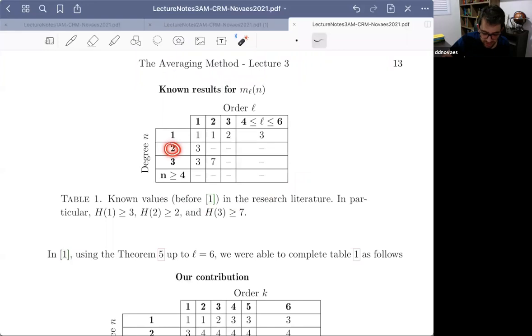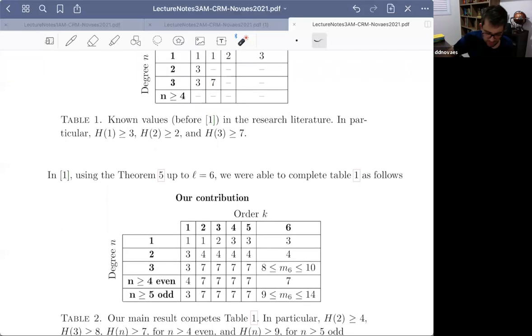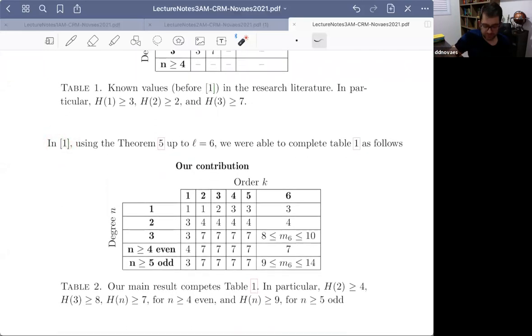For a parabolic curve of discontinuity, we had 3 limit cycles before this work, and for a cubic, we already had 7 limit cycles in a second order analysis. For n greater than or equal to 4, we didn't have any information about that. So in this paper, using these higher order bifurcation functions, we were able to more or less complete this table.